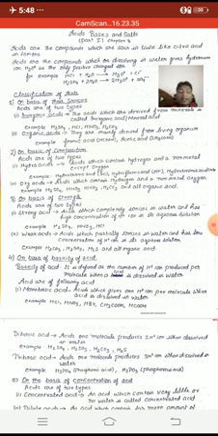Second is classification of acids. First, on the basis of source. On the basis of source, acids are of two types. First is inorganic acids and second is organic acids.